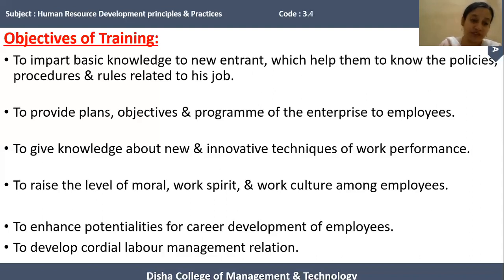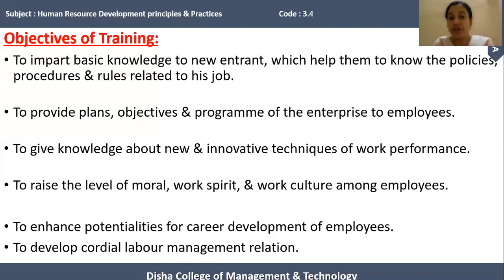Next objective of training is to enhance potentialities for career development of employees. This is the main intention, the main motive of training. For developing the career of human resources, that is, for acquiring the career opportunities that are available to them, training is most important. What will training do for enhancing the opportunities and potentialities of human resources?